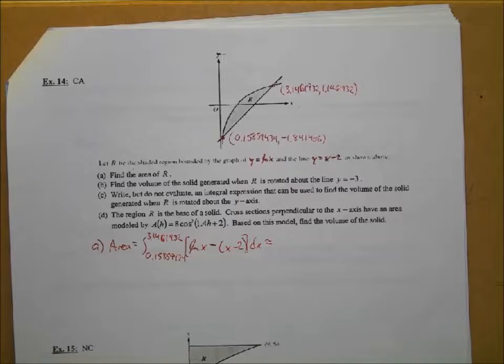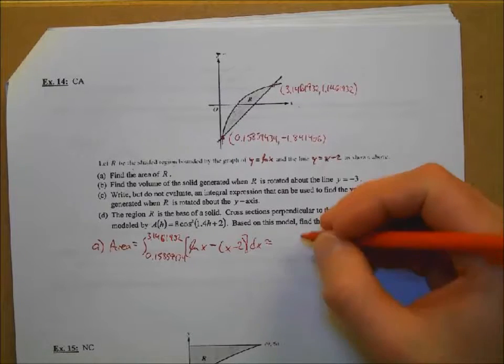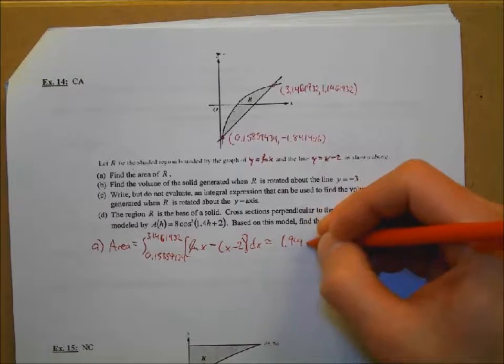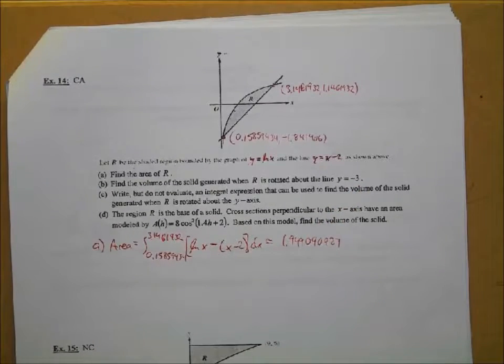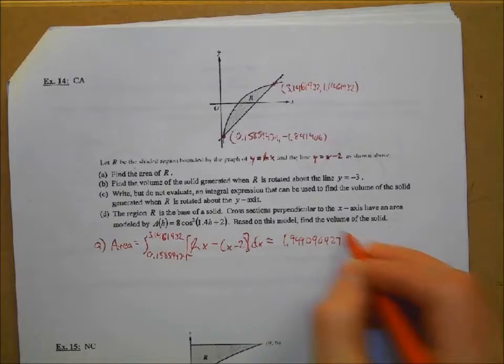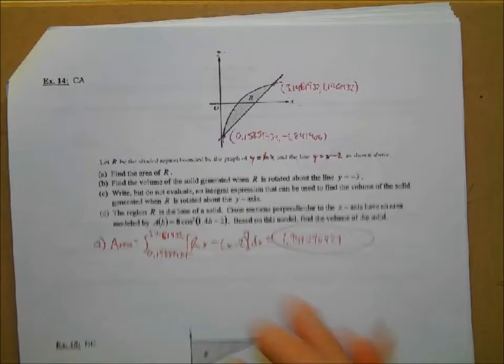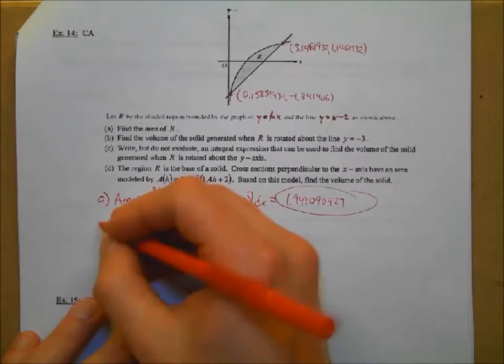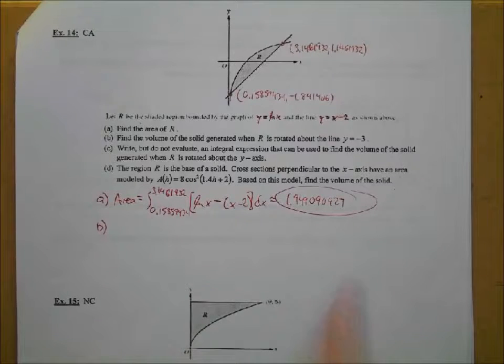Okay, and we get approximately 1.949. 0.90927. Okay. So 1.949 there. But again, your setup is key there. Please make sure you show that setup. Oftentimes there's points associated with that. You don't want to miss out on that by just giving the answer.